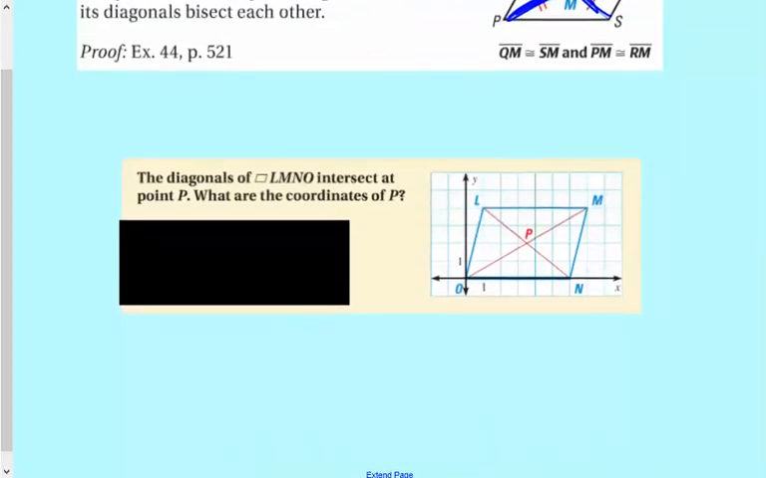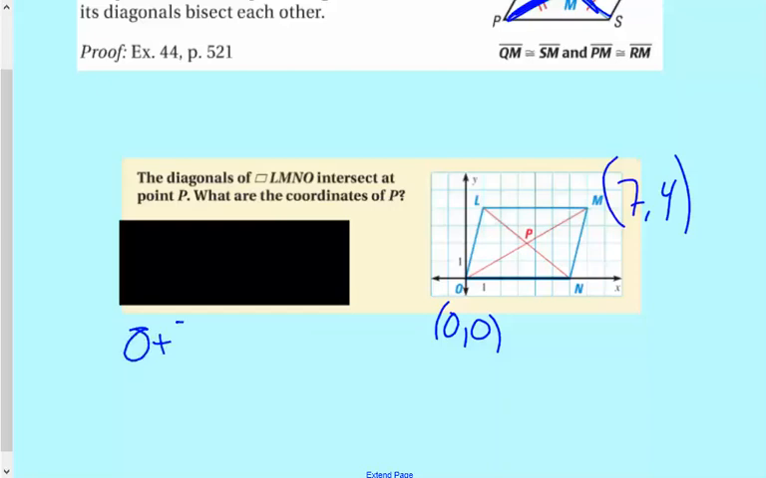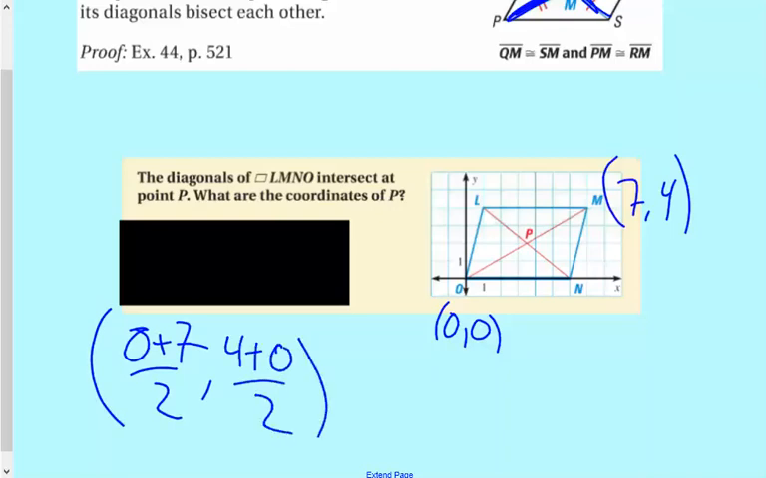And then there's just a question to go here. The diagonals here intersect at point P. What are the coordinates of P? Well, in order for them to bisect each other, P has to be the midpoint of either LN or MO. So O is 0, 0, and M is 7, 4. So I could just find the midpoint of those two points, and then that'll give me P. So 0 plus 7 divided by 2, comma, 4 plus 0 divided by 2. So we're looking at 3.5, comma, 2. That would be that point P right there, because it's got to be in the middle. So I just use the midpoint formula there.